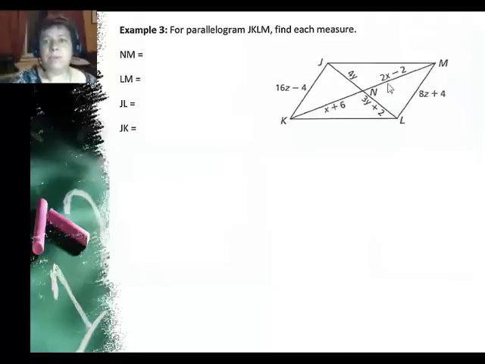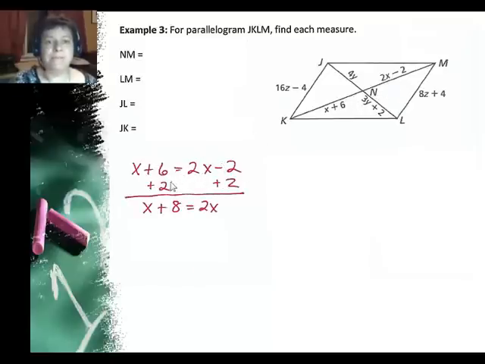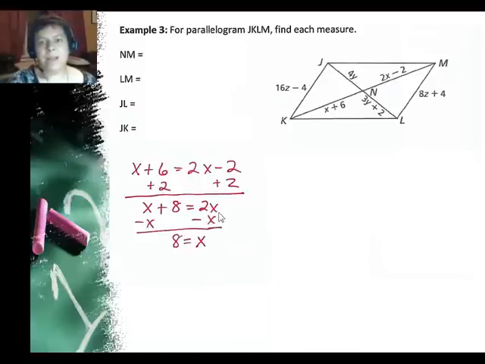X plus 6 and 2x minus 2, those have to be equal because the diagonals bisect each other, which means cut each other exactly in half. Solving for x, I'm going to go ahead and add 2 to both sides, and then I subtract x from both sides, and I get 8 for x. Well, I can go ahead and substitute that back in to find this piece, NM. So 2 times 8 minus 2, I get that from 2x minus 2. And 2 times 8 is 16, minus 2, and I get 14.